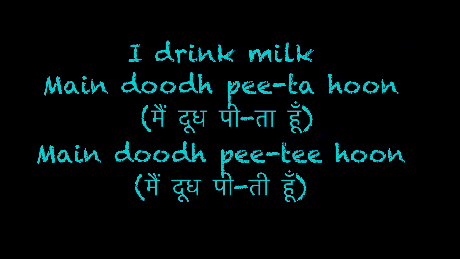For example, I drink milk. So it starts with main, which is a first person pronoun, doodh, noun, pi is your root verb, and because a boy is talking, so it's ta, pita, and it ends with hoon. So to combine, it's main, doodh, pita, hoon. And for girls, it's main, doodh, piti, hoon.